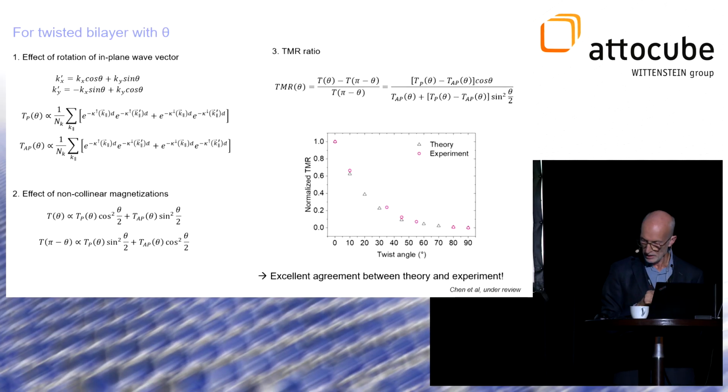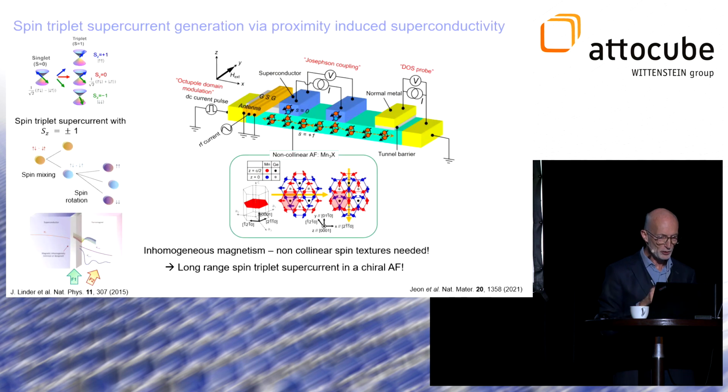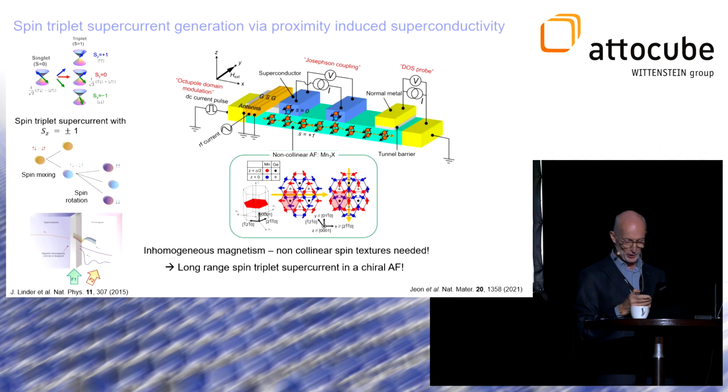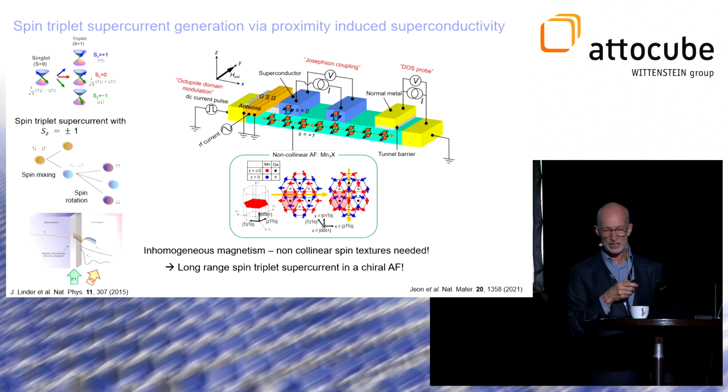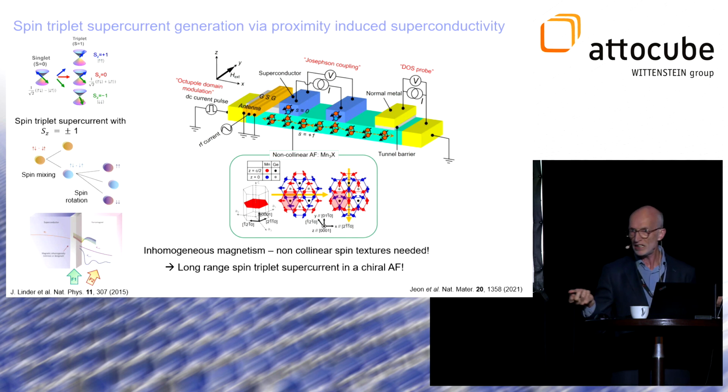Now, I think I have a few more minutes, so I want to switch to a totally different topic, but relevant to racetrack. We want to build a cryogenic racetrack which operates at millikelvin temperature, and we want to use new physics from proximity-induced superconductivity of two types.